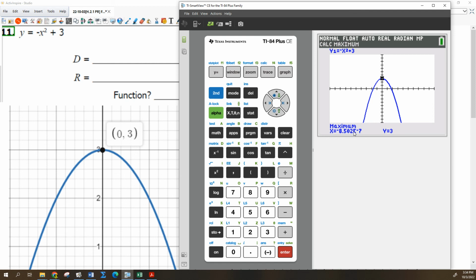Now, the calculator is wrong here. It did a numerical calculation, and the actual answer should be 0. But it's pretty close because this is actually negative 0.00000085. So it's really trying to tell me 0. Rounded, it's 0, agreed? But more importantly, the y value is 3. Everybody see that? That's what we need to know, is that y value.